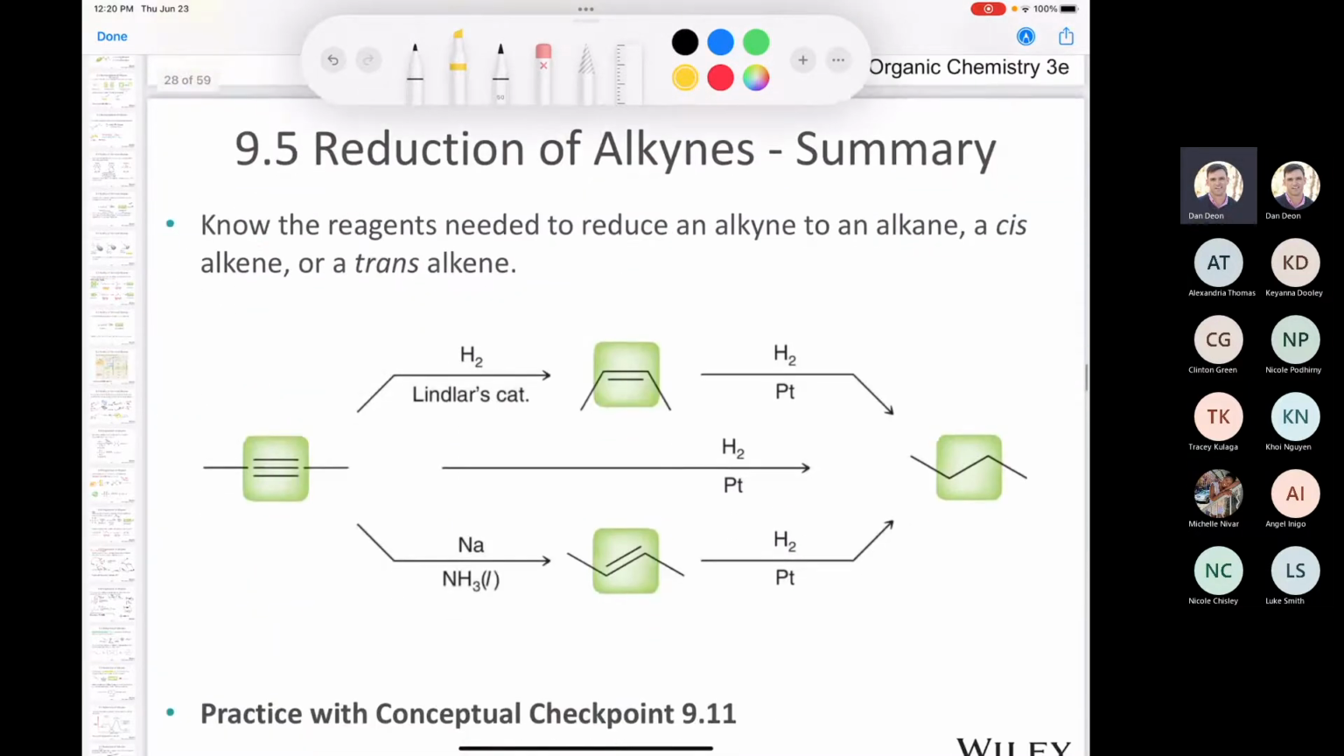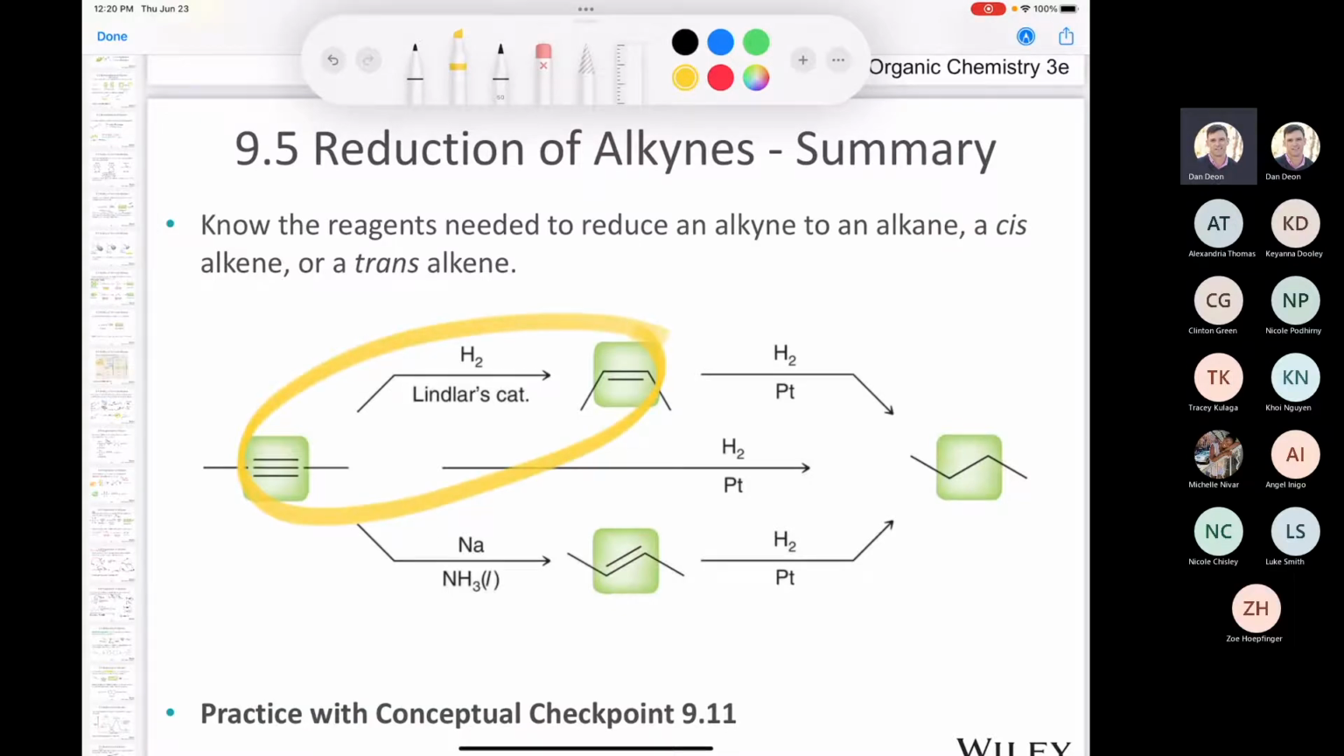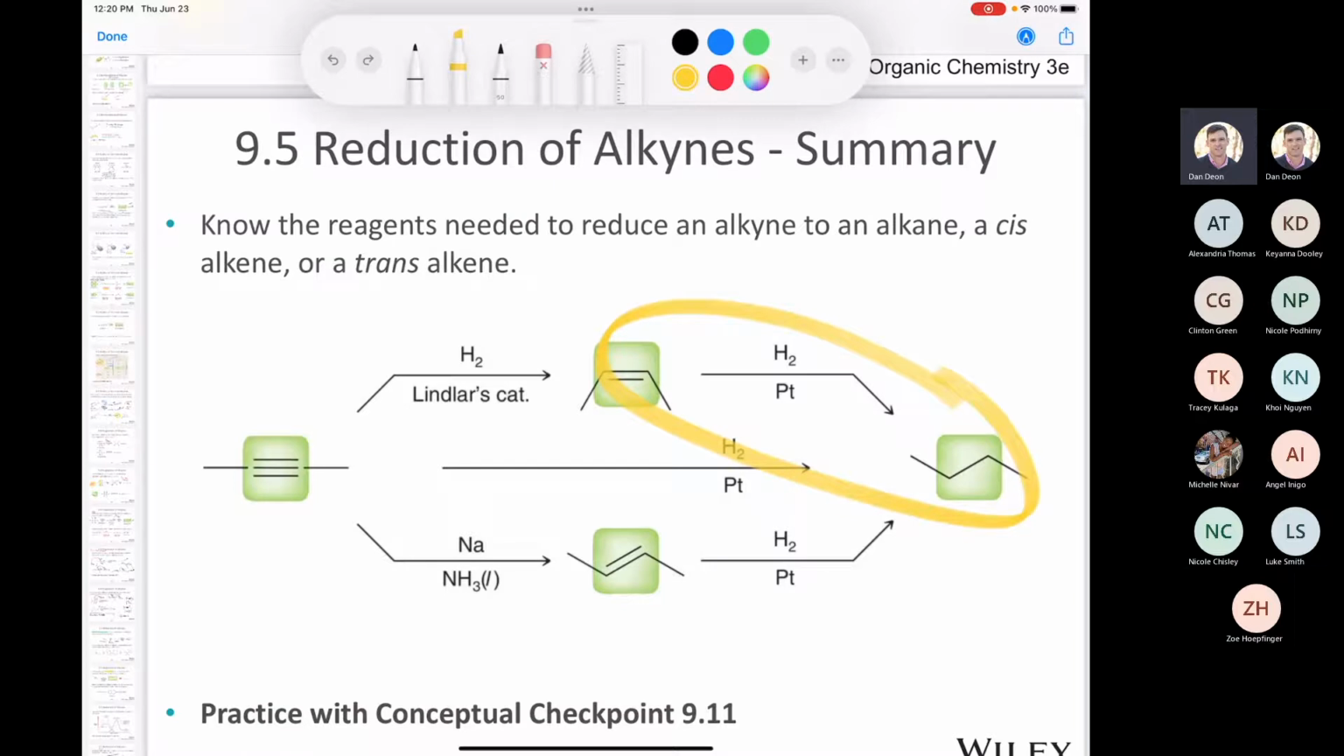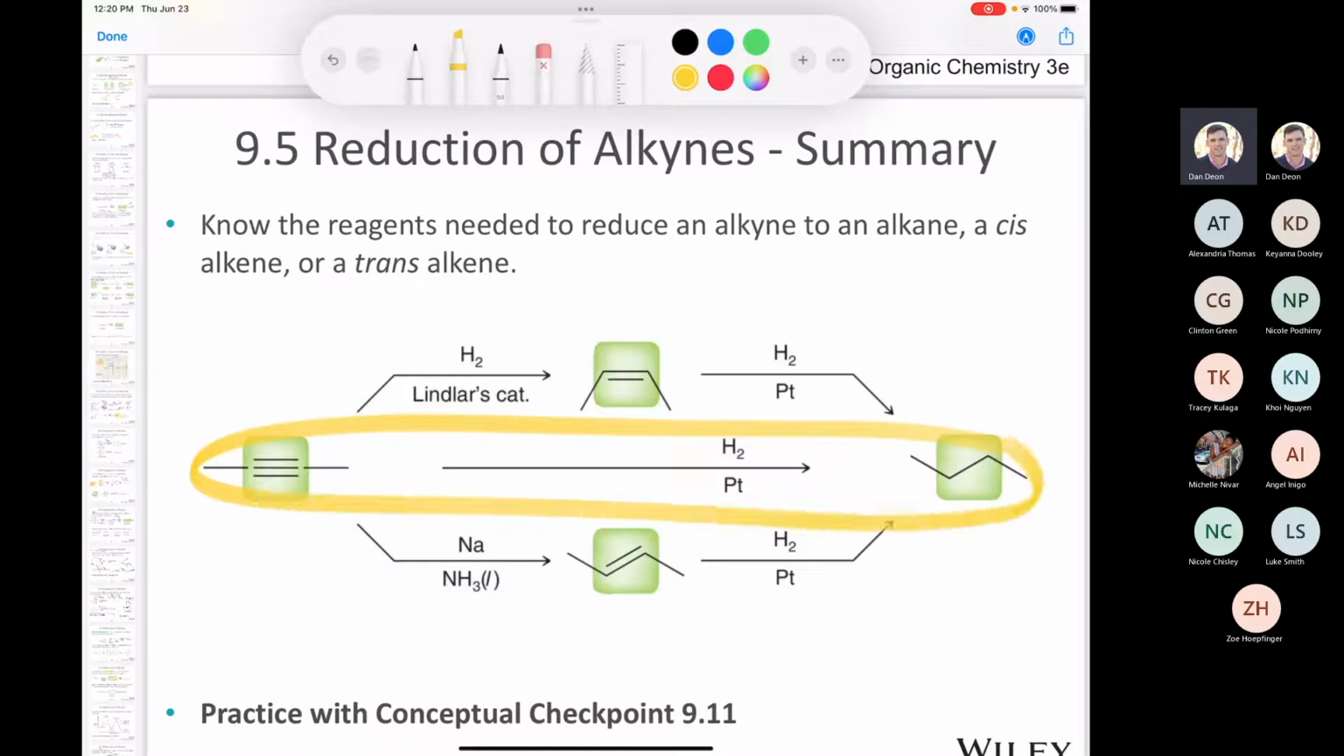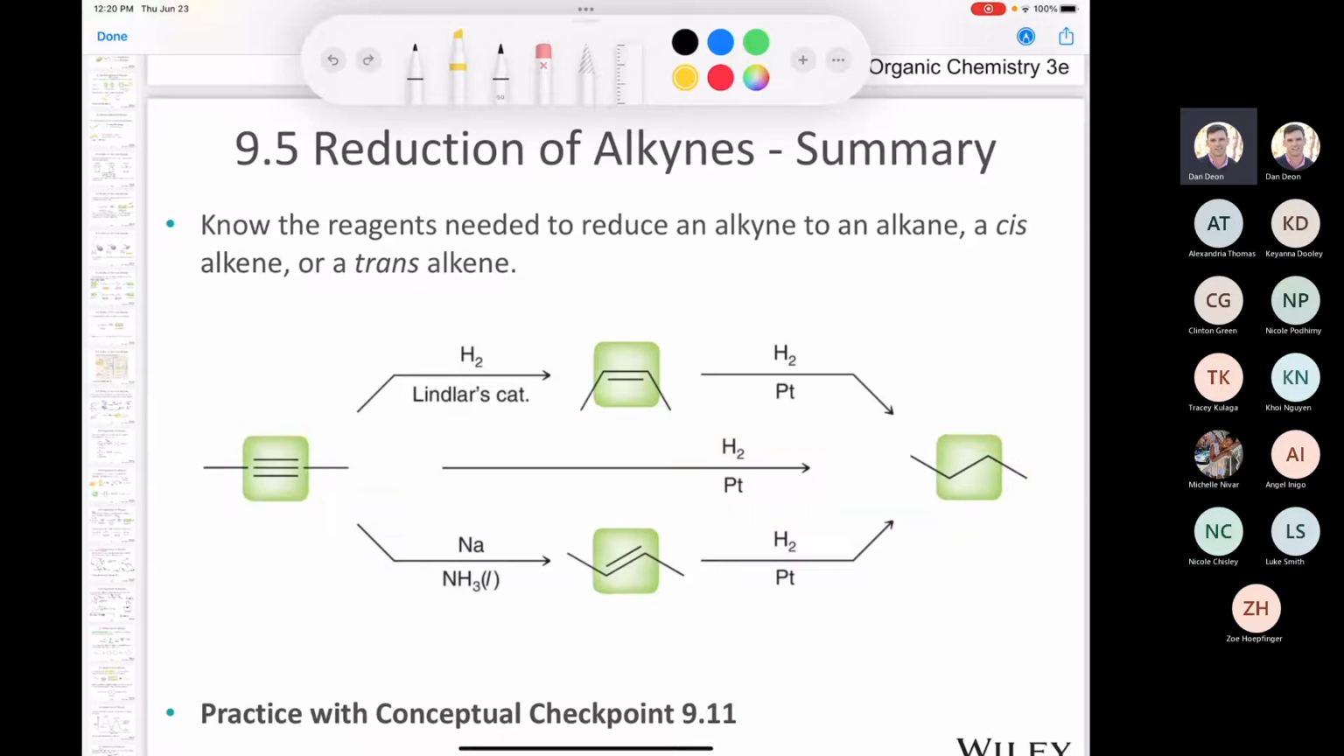All right. So here is a summary of what we've covered in this section. We talked about how to take an alkyne and reduce it to an alkene, a cis alkene, using Lindlar's catalyst or a poison catalyst, the P2 catalyst. Then we looked at this in chapter 8, that you can completely reduce an alkene to an alkane. You can also do the same thing. You can reduce an alkyne completely to an alkane. There's no problem with doing that. And then we talked about the reduction of an internal alkyne to a trans alkene. And then, of course, you can fully hydrogenate that.